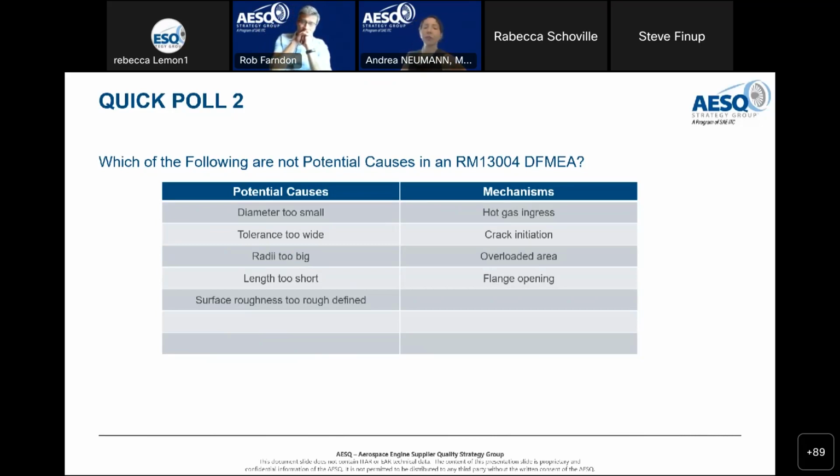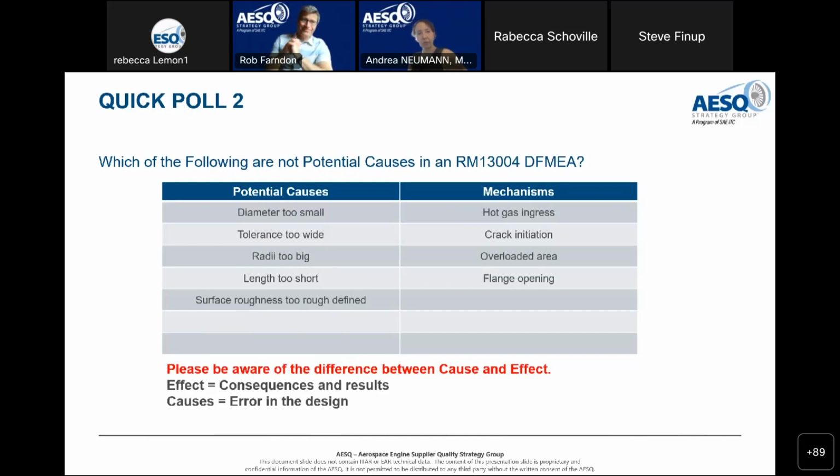So then click again. I think there's just a short description of what you just said, that we have to be aware of what is an effect or a consequence and the result. So the mechanisms could for sure be described in the effect, what happens if the design is wrong, but the causes are only the error in the design. Okay, so next slide.